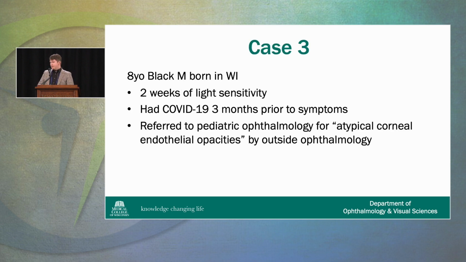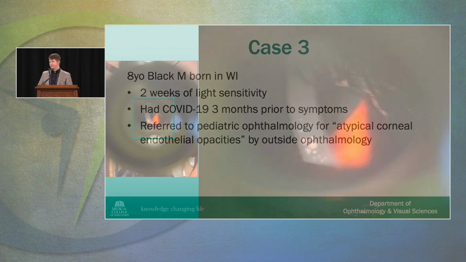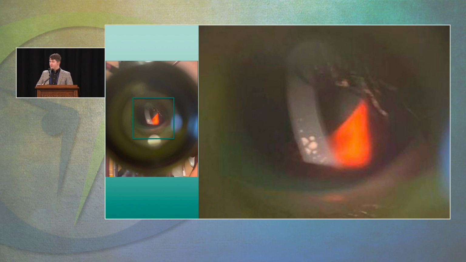Next case is an 8-year-old black male born in Wisconsin, 2 weeks of light sensitivity, had COVID-19 3 months ago, and then was referred to pediatric ophthalmology for atypical corneal endothelial opacities from an outside ophthalmologist. I wanted to show you this photo, and I did the zoom out and the zoom in so that you can see this. This is with a cell phone at the slit lamp. You all have a cell phone in your pocket. You can all take photos at a slit lamp. You just put the camera down the little pipe on this one ocular, and you can take great photos.